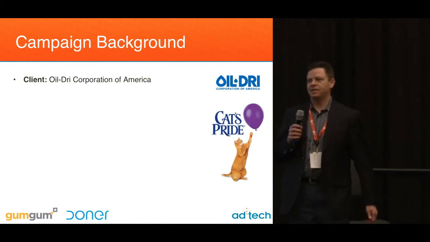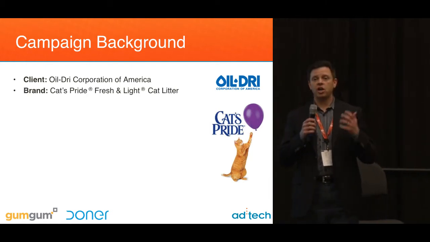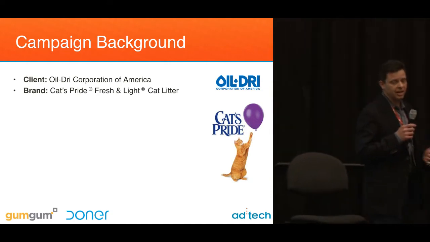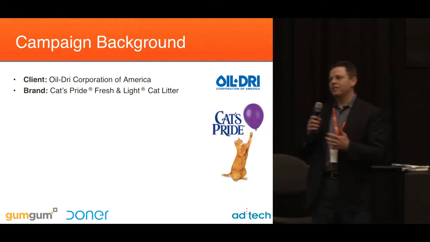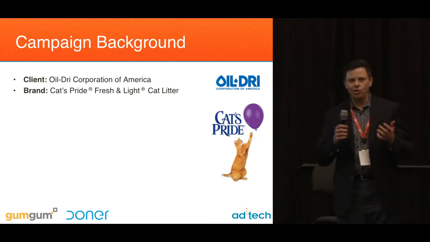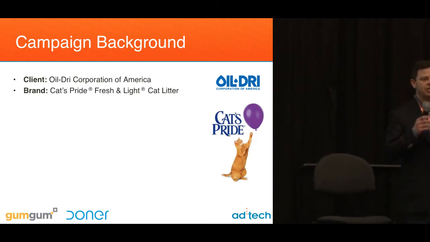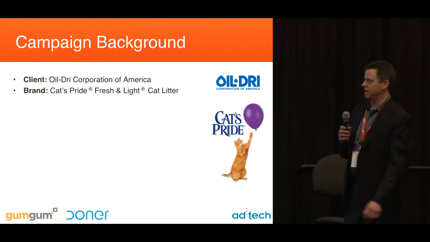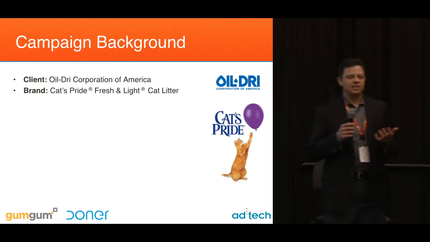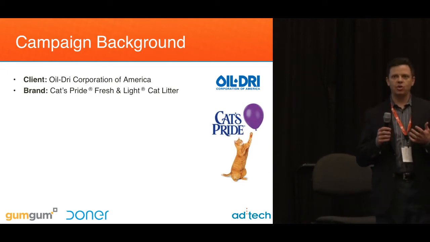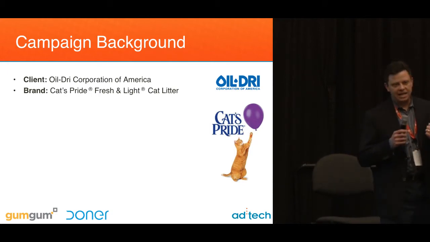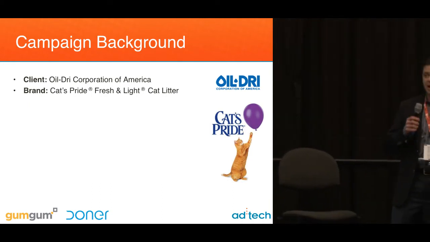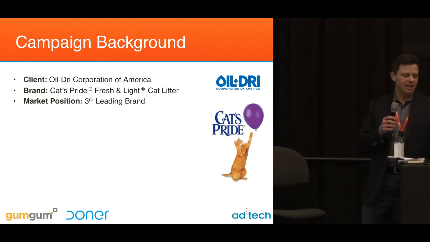And our mission as their advertising agency was to launch a new product for them called Fresh and Light. It was a formula that they created that was 25% lighter than their standard cat litter. So we had to generate awareness of this product and get across the value proposition of it being lighter. Cat's Pride is the third cat litter brand, so again, awareness was important. Tidy Cat and Arm & Hammer are the first two, so we weren't able to outspend and also didn't have the awareness that those did.